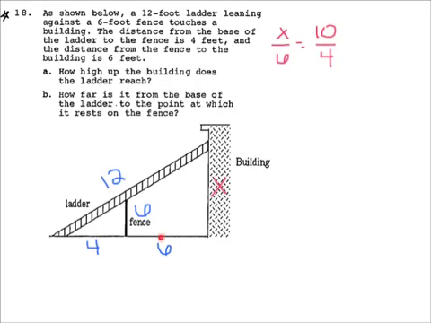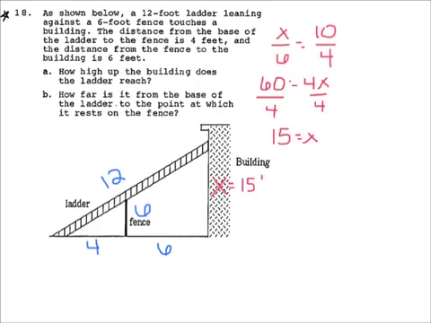Okay, so here's the big triangle, here's the small triangle. Cross multiplying, this is going to be 60. Finally, some numbers I can do in my head. 60 equals 4x. Divide by 4. X equals 15. Okay, so this distance here is 15 feet.